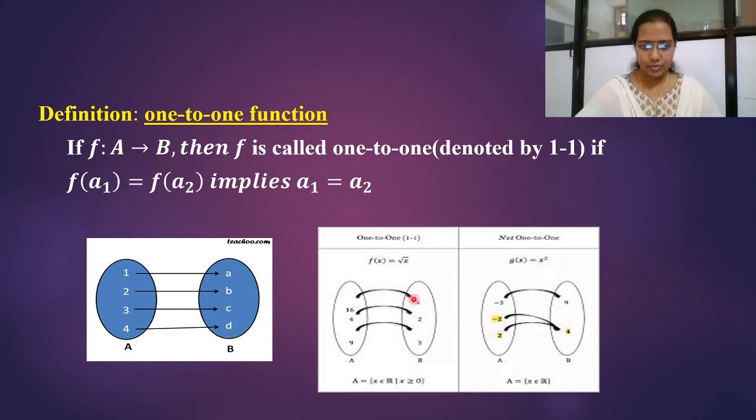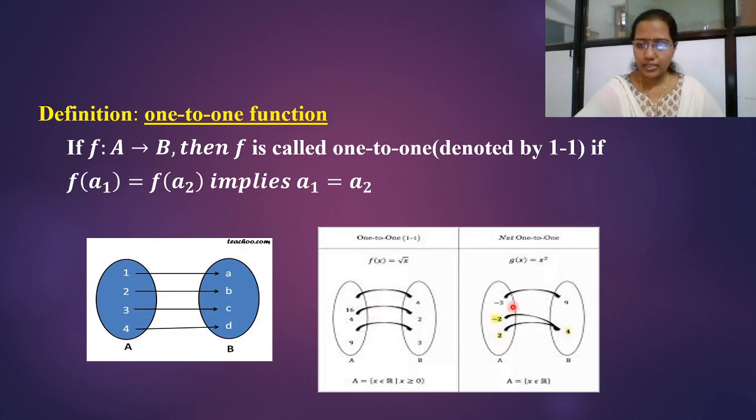Let us see an example. Consider a function f of x is equal to square root of x, where the domain is A equal to x belongs to R such that x is greater than or equal to 0, the set of all positive reals. In that case, the function is one-to-one. Why? Look here: 16, after applying the function, its image will be square root of 16, that is 4. Square root of 4 is 2. Square root of 9 is 3. So it looks like 1 to 1. Why is this so? Because we are taking the domain of only positive reals.